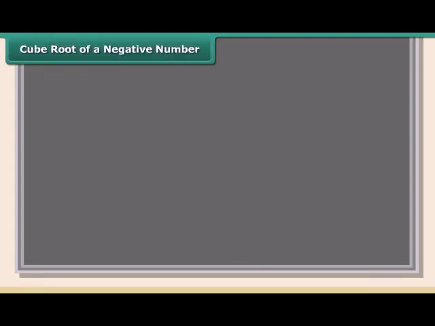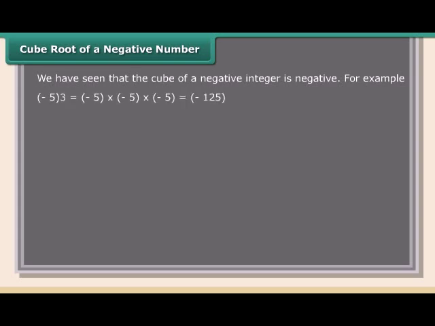Cube root of a negative number. We have seen that the cube of a negative integer is negative. For example, (-5) cubed is equal to -5 × -5 × -5, which equals -125. It follows that the cube root of -125 is equal to -5. That is, the cube root of -125 is equal to minus the cube root of 125, that is, -5.